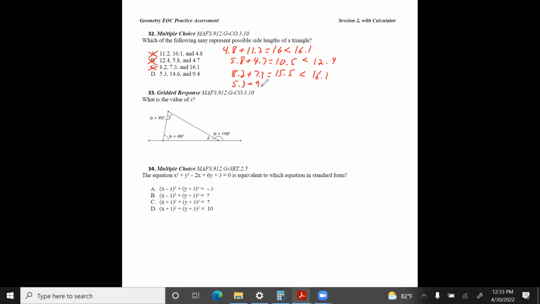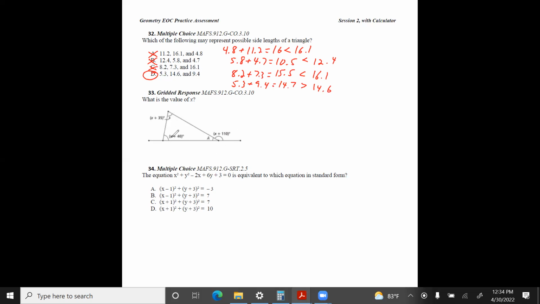5.3 plus 9.4 gives us 14.7. Our other side was 14.6. So finally, this one does work. The two smallest pieces are greater than the third side, so it can be a triangle. All right, 33. What is the value of x?